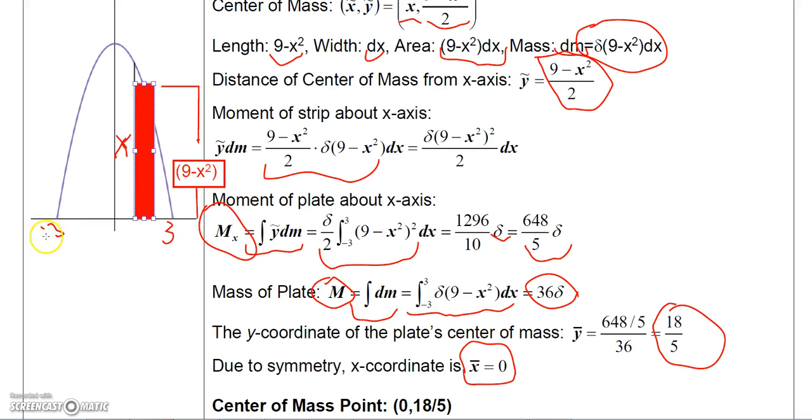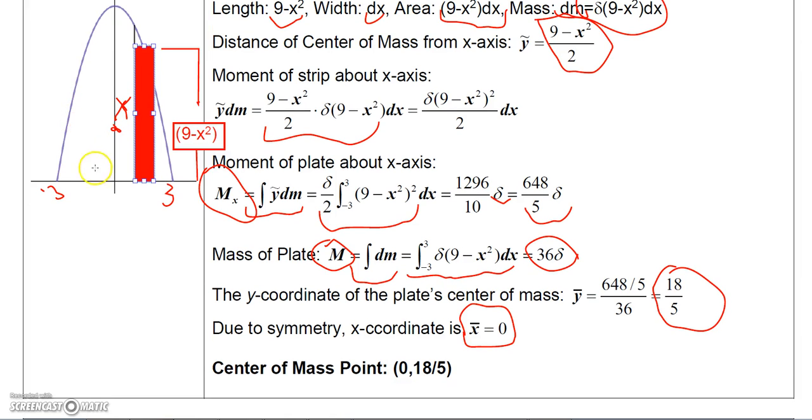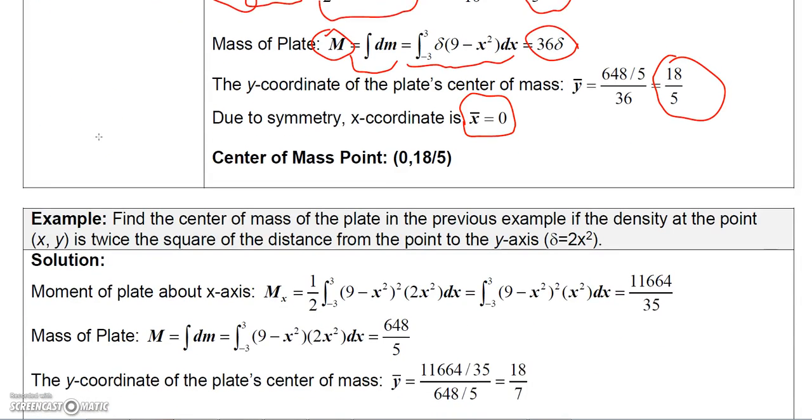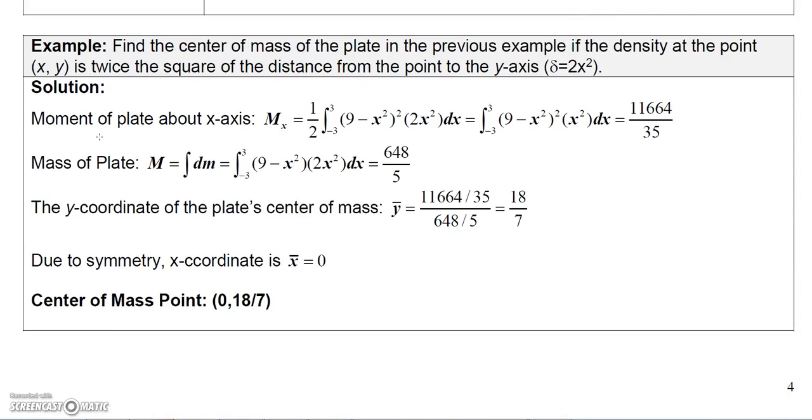And it's 0 because your plate is symmetrical about the y-axis, so the center of mass has to lie on the y-axis, which would be where x equals 0. So your center of mass might be right here, where the x value is 0 and the y value is 18/5. Okay, so that's the point for the center of mass, 0, 18/5.